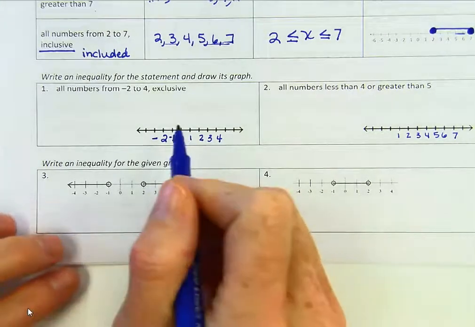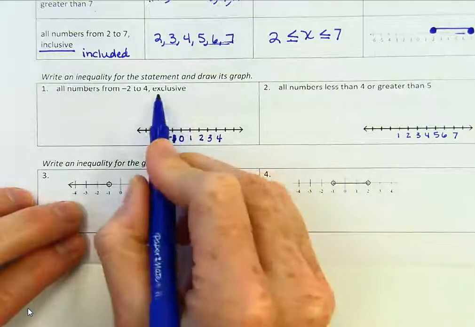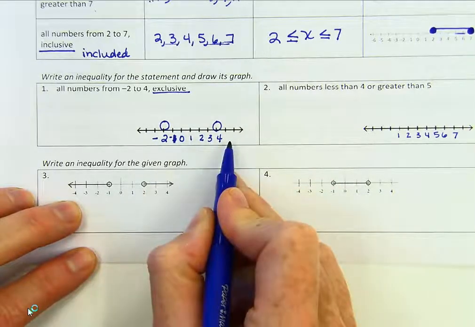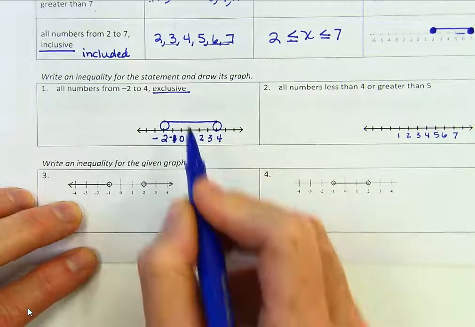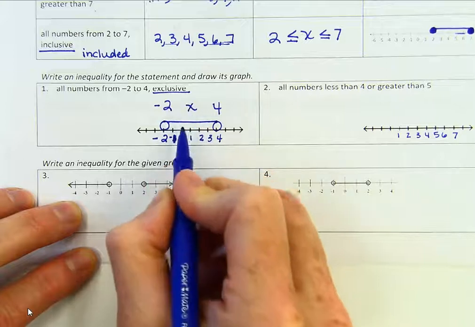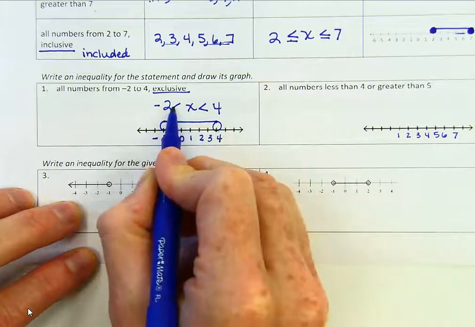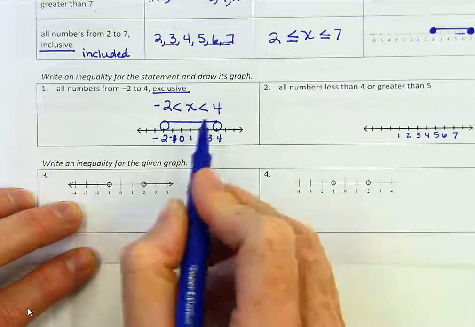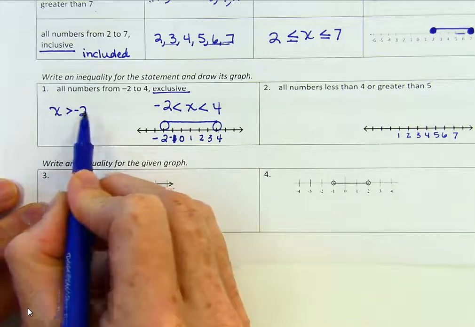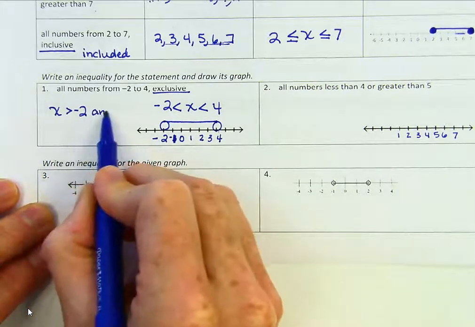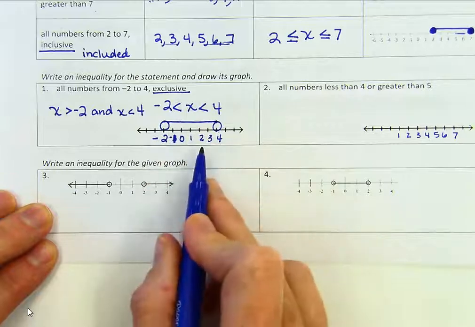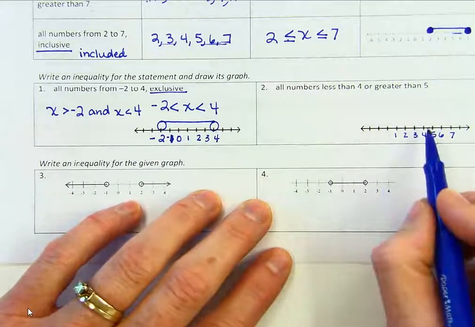Okay, so for number 1, all numbers from -2 to 4 exclusive. So the exclusive excludes the -2 and the 4, but it's everything in between. So your inequality could be -2 and 4, x is in the middle. It is less than 4 and greater than -2. Now, I think that's the easiest way to write it. You could actually write it this way: x is greater than -2 and x is less than 4, but this way is easier to write as a conjunction.